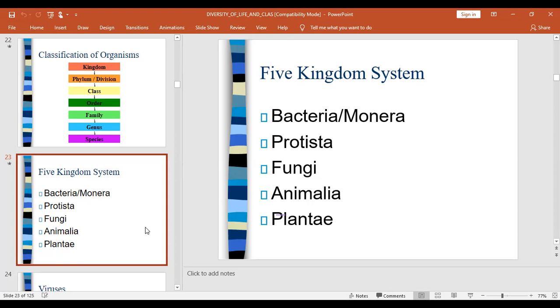Then we have Fungi, kingdom Fungi. We have kingdom Animalia, and then we have kingdom Plantae. It is not called plant kingdom. It is called kingdom Plantae. It is not called animal kingdom. It is called kingdom Animalia. At this level, we are strict on that.